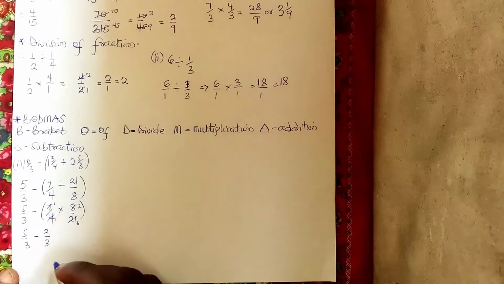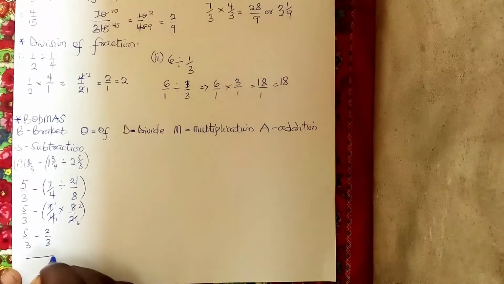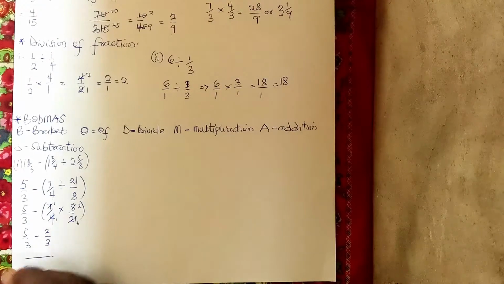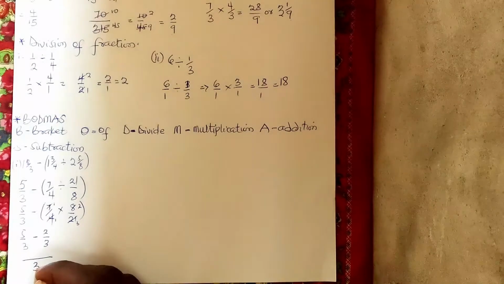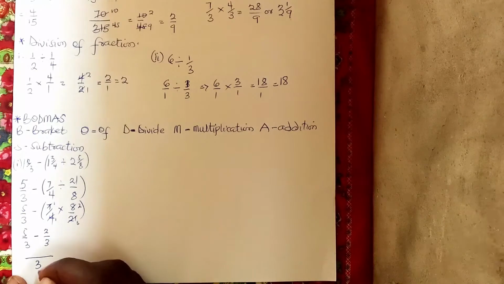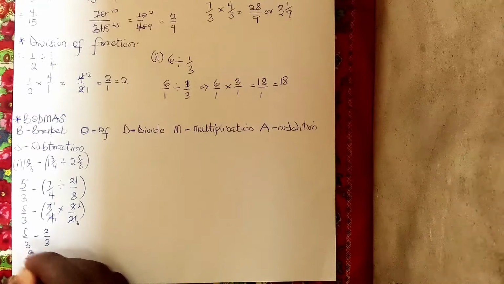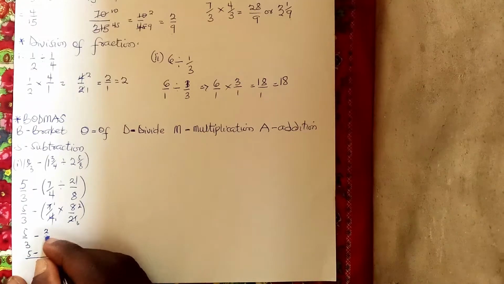With this, we have to find the least common multiple. Our least common multiple here, since the denominators are the same, we pick one of them. We have our least common multiple to be 3. 3 divides itself 1. So 1 times 5 is 5. 3 divides itself 1. 1 times 2 is 2.